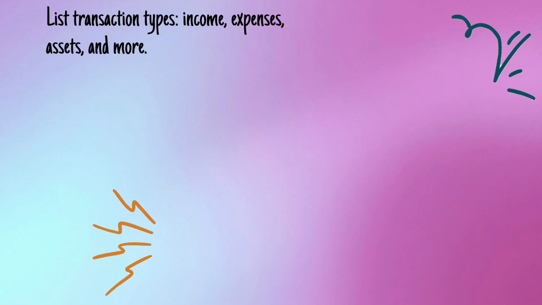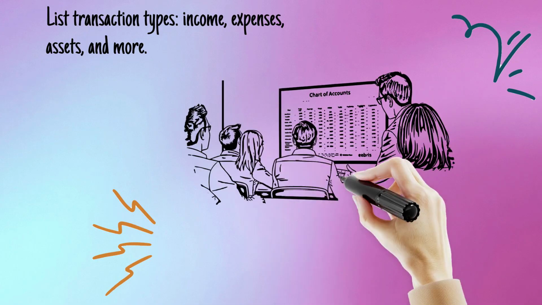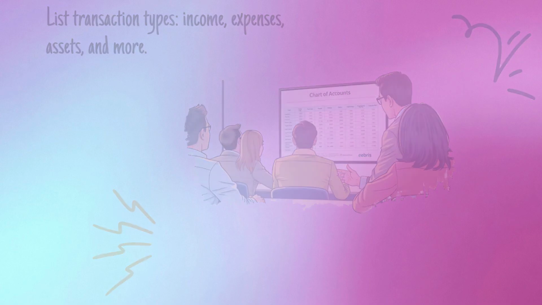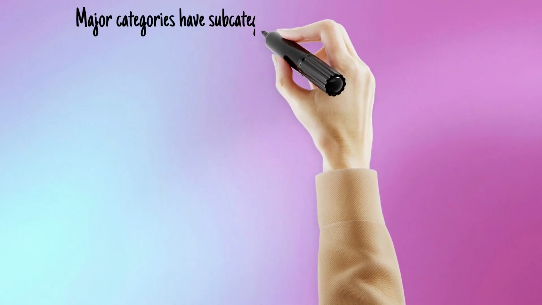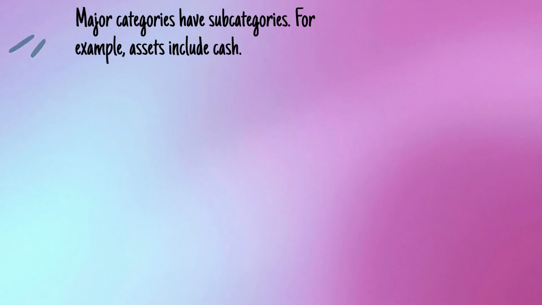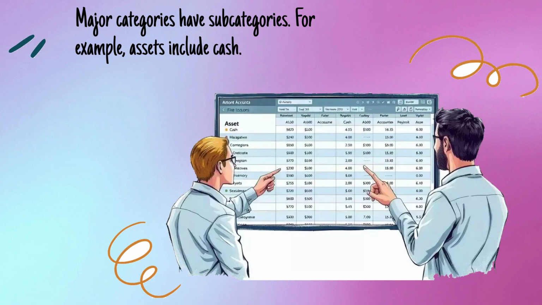Next, define your categories. A typical chart of accounts is broken down into major categories, which are further divided into subcategories. The major categories include assets, liabilities, equity, income, and expenses. Under each major category, list specific accounts. For instance, under assets, you might have accounts like cash, accounts receivable, and inventory.